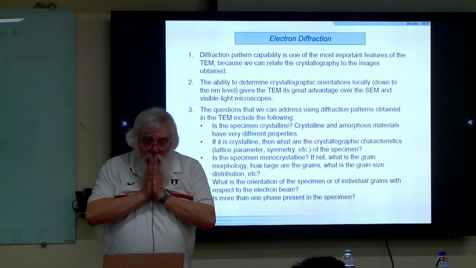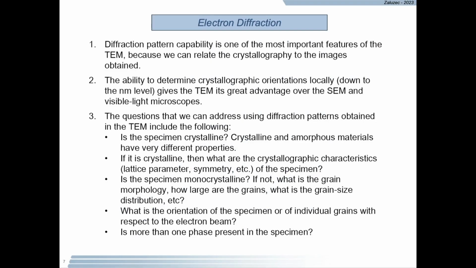All right. What's special about electron diffraction? Let's talk about that for a minute. It's one of the most important features of a TEM. It gives us the ability to determine crystallographic information about the sample. We can determine orientation, we can determine lattice parameters, we can determine structure. Using diffraction, we can answer simple things.